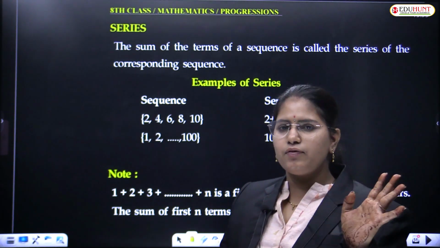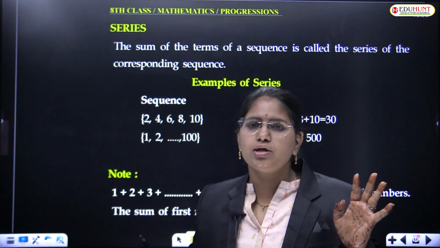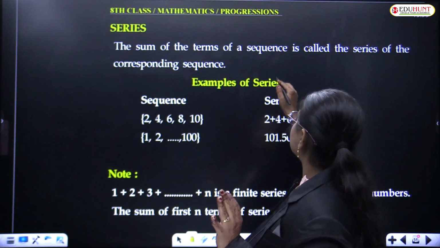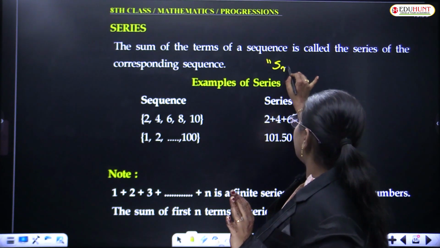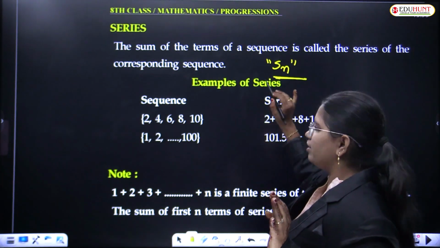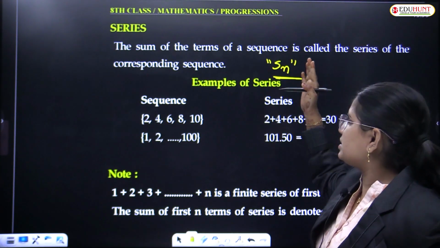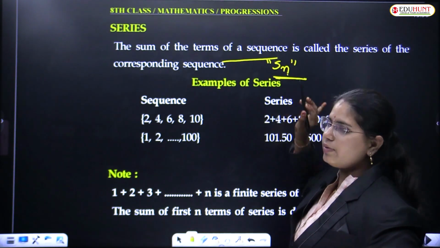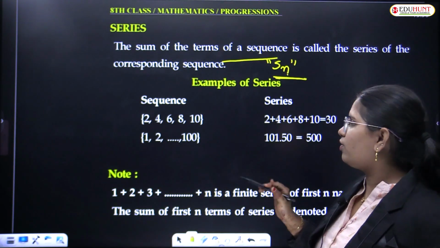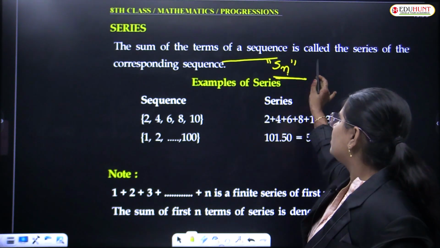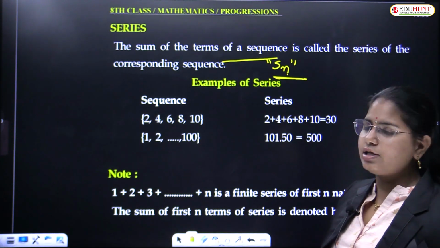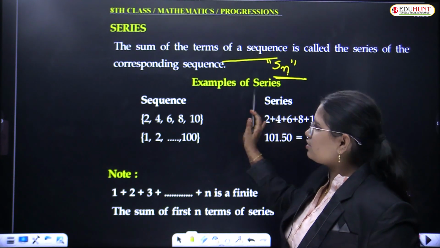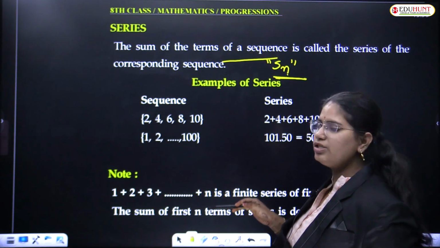So a simple definition: the addition of all the terms of a sequence is nothing but series, and it is actually represented with the letter Sn. Sn means the sum of all terms of a sequence up to the nth value, the sum of n terms of a sequence in a series. That is nothing but series. So let us show an example and differentiate it.